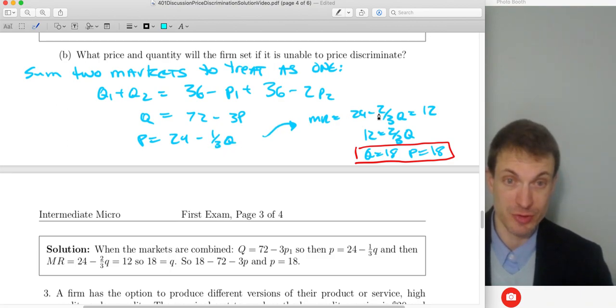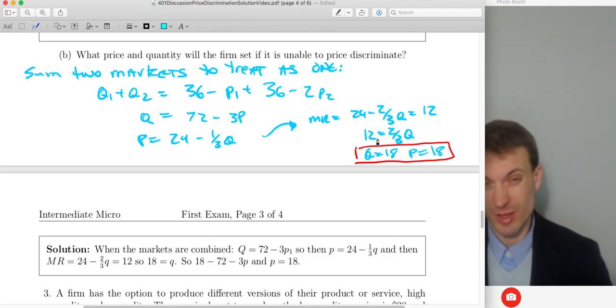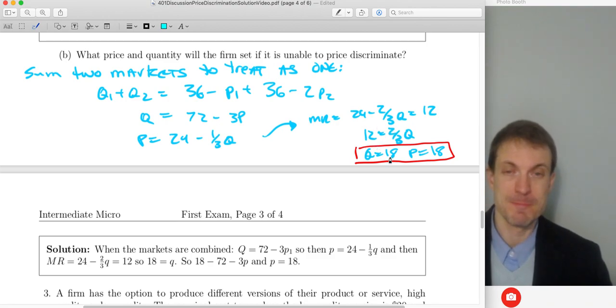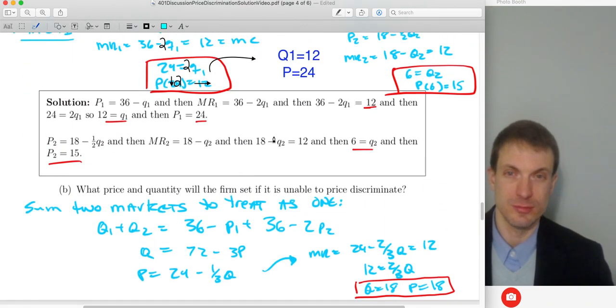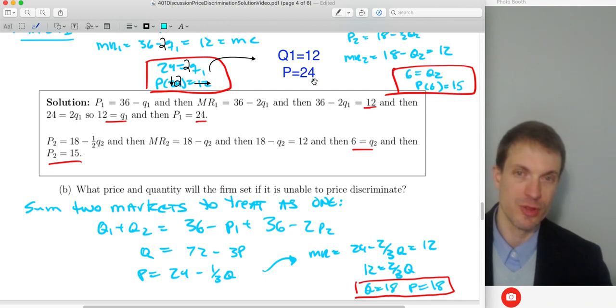My marginal revenue has the same vertical intercept, twice the slope. So it's going to be 24 minus 2/3 Q is equal to 12, or 12 is equal to 2/3 Q. 3 times 12 is 36, divided by 2 is 18. What's the associated price? 24 minus 1/3 of 18 is 24 minus 6, which is 18. All right. So notice my monopoly quantity in market 1 and my monopoly quantity in market 2 sum up to 18. Notice this price right here, 18. It's higher than this one. It's lower than this one.